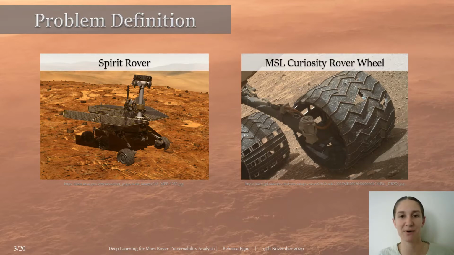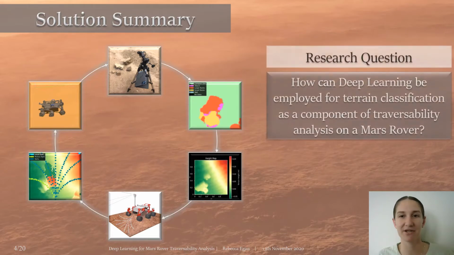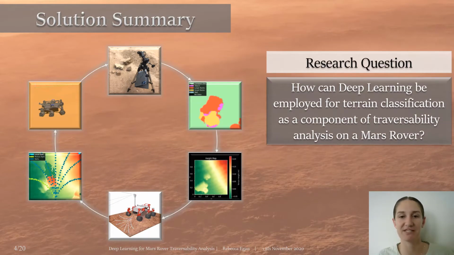A solution is required for the safe exploration of areas of scientific intrigue on Mars. This led to the following research question. How can deep learning be employed for terrain classification as a component of traversability analysis on a Mars rover?